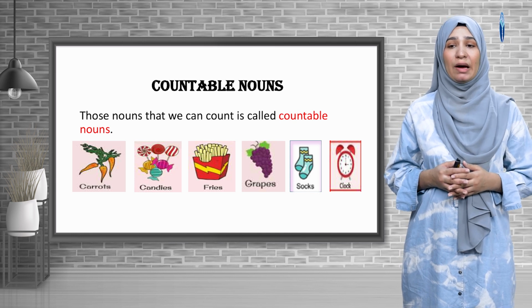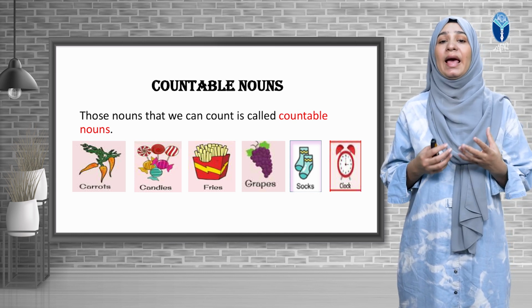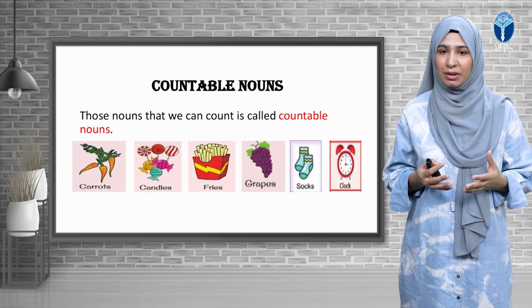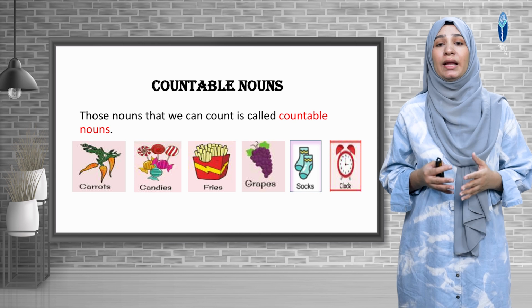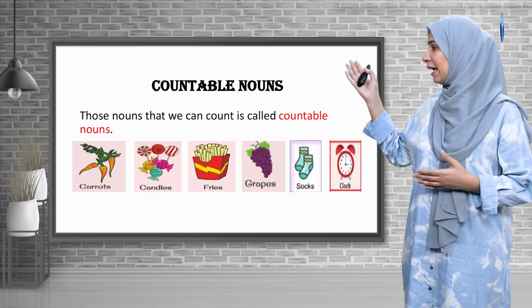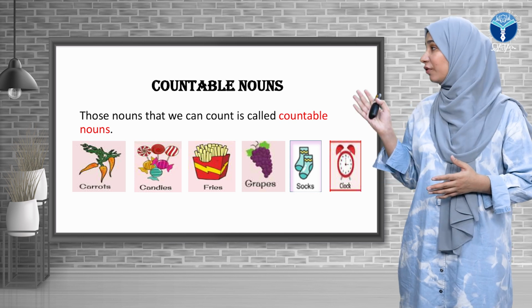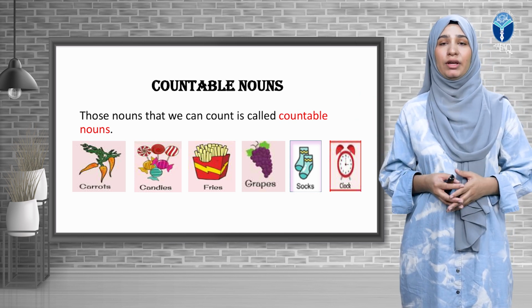Students, do you know what are countable nouns? I hope that you understand this with the word countable. Anything that we could count is countable. So what are countable nouns? The nouns that we can count are called countable nouns. For example, carrots, candies, fries, grapes, socks and clock are countable nouns.